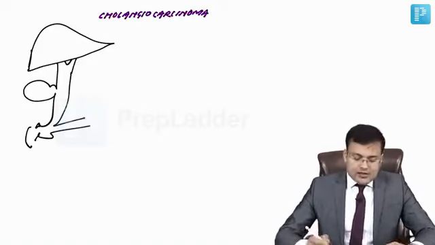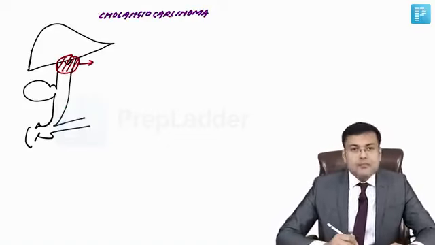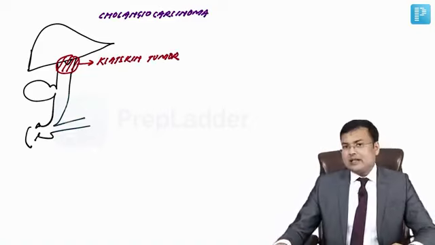What is the most common site of cholangiocarcinoma? The most common site of cholangiocarcinoma is the hilum. And hilar cholangiocarcinoma is known as Klatskin tumor.